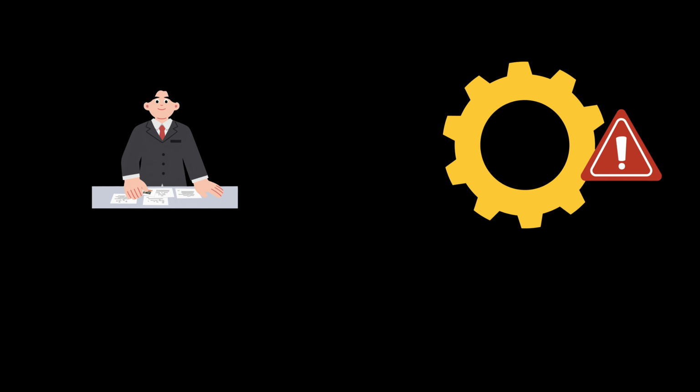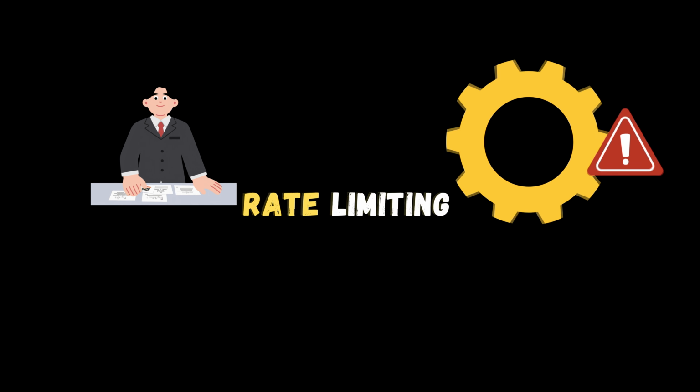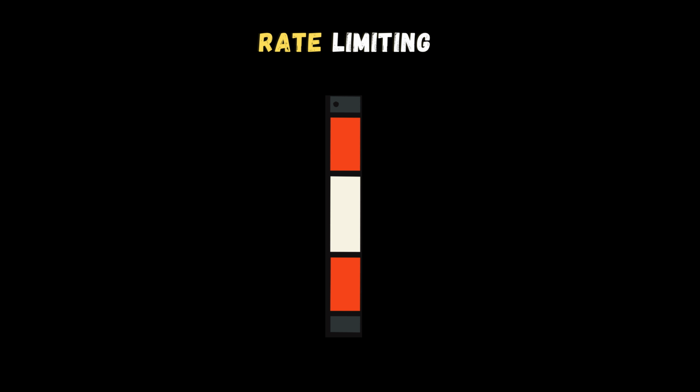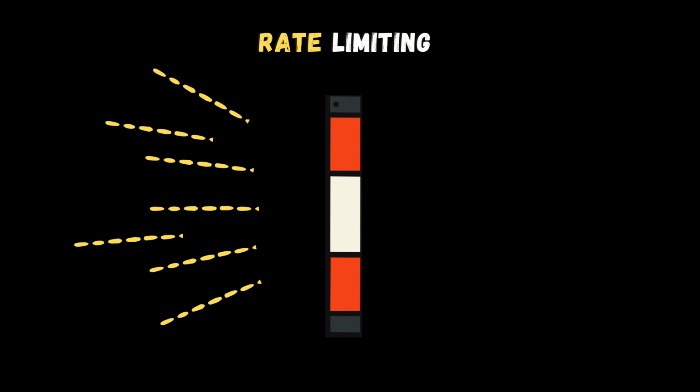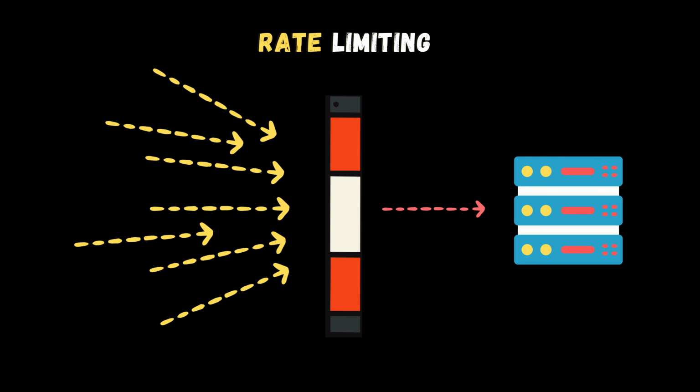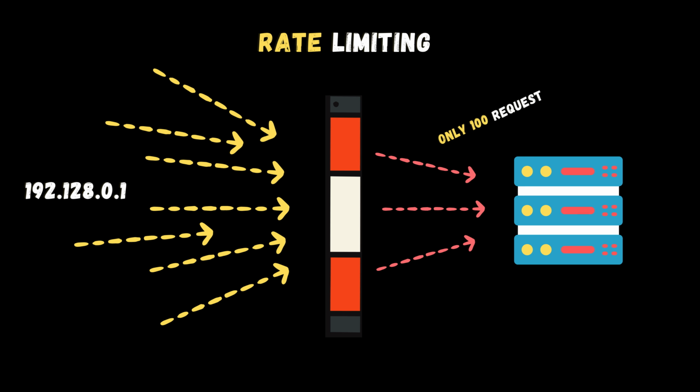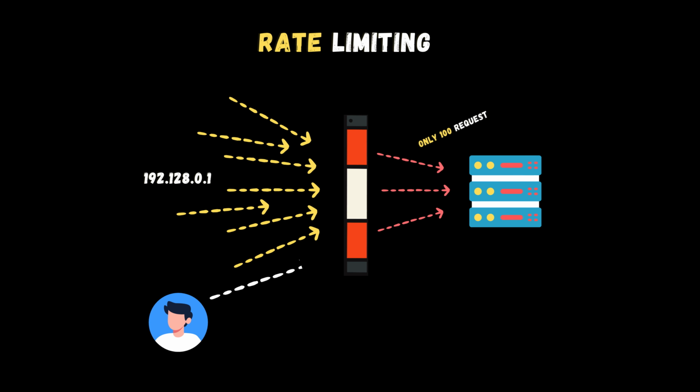This exact scenario is why rate limiting exists. In technical terms, rate limiting is a policy that controls how many requests a client can make to your server in a given time window. For example, each IP address can make a maximum of 100 requests per minute. If you hit that limit, you get a too many requests response. That's it. That's the core idea.